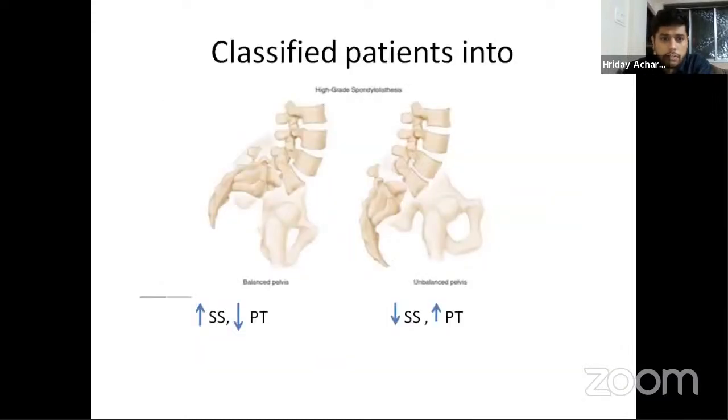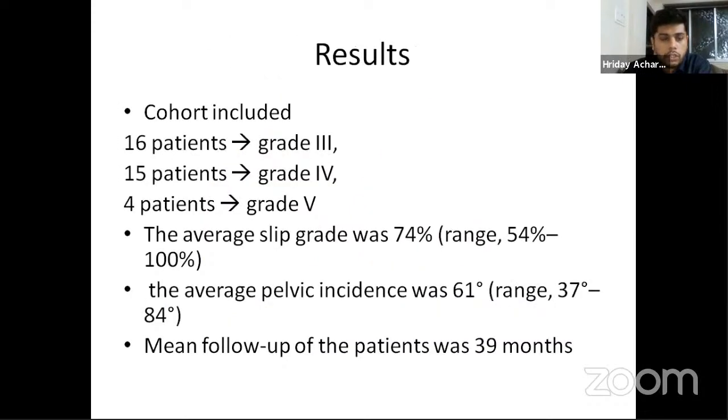They classified the patients into two groups, the balanced pelvis group and the unbalanced pelvis group. The balanced pelvis were those having a high sacral slope and less pelvic tilt, and the others were the low sacral slope patients. So the cohort included 16 patients with grade 3 listhesis, 15 with grade 4, and 4 with grade 5 listhesis. The average slip was 74 degrees, which was more than grade 3. The average pelvic incidence was 61 degrees, and the mean follow-up was 39 months. That was more than 3 years.